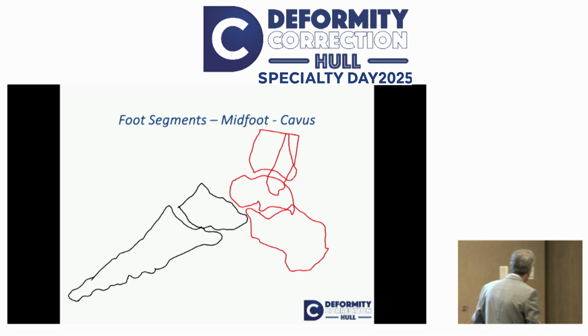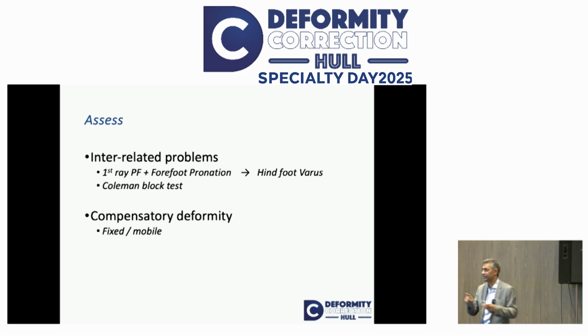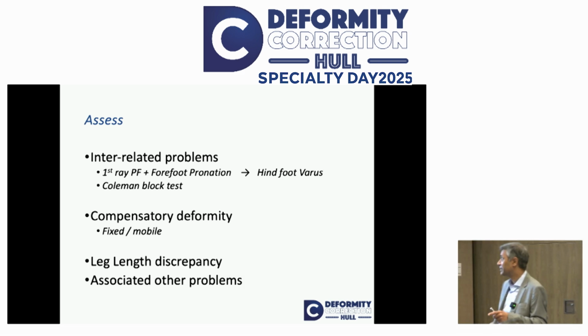If we have a problem, we need to see where it is. And there are a lot of interrelated problems, like a hindfoot varus and plantar flexion of the first ray. That is interrelated, and we need to recognize that. The other thing which Om has also mentioned as very critical is the compensatory deformities. Where is the compensation in the foot? And is the compensation fixed or mobile? Apart from that, you have to examine properly, but I'm not going to go into that.